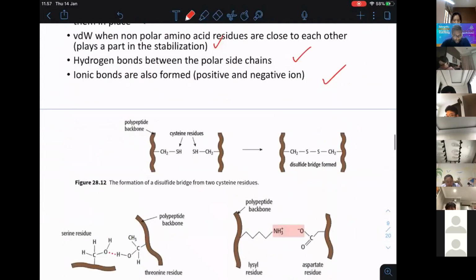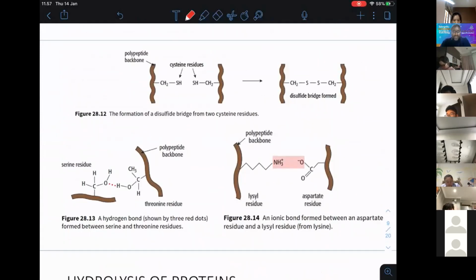You can see some structures. All these are taken from your textbook. So if you have a cysteine, how do you get cysteine? A different amino acid has a different name because of the different R group. So the R group for cysteine will end with CH2 and SH. So if you have cysteine and another CH2 and SH, the cysteine residues' side chains will interact with each other. How? By forming the disulfide bridge.